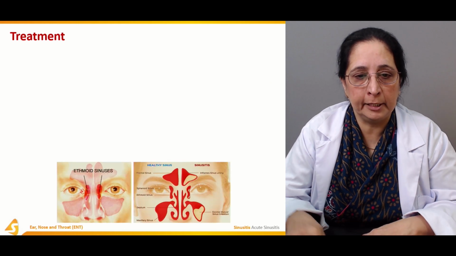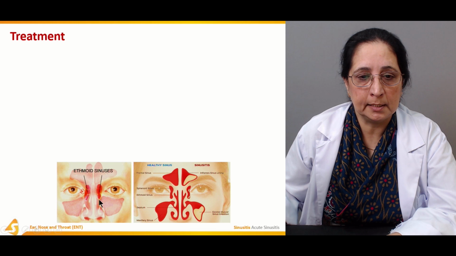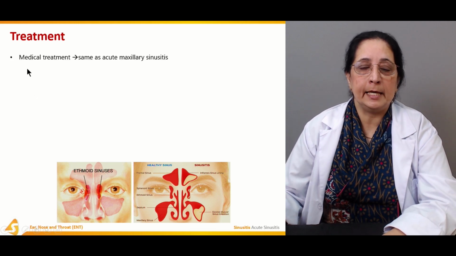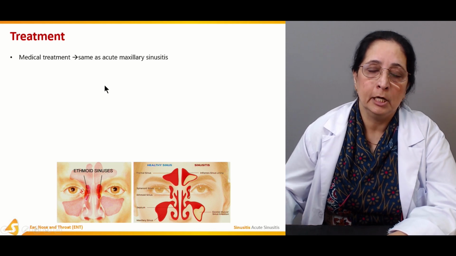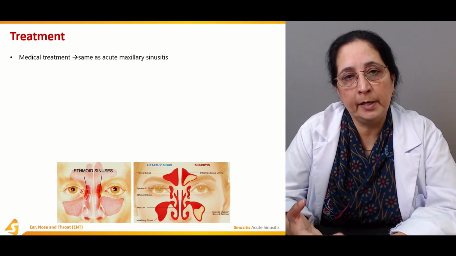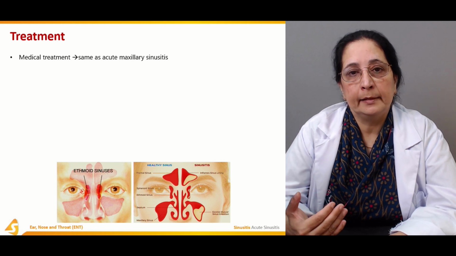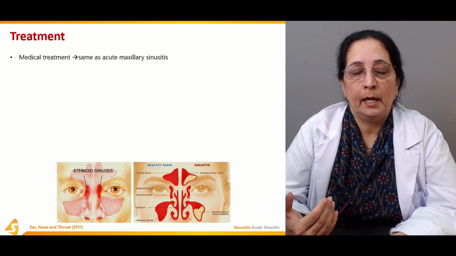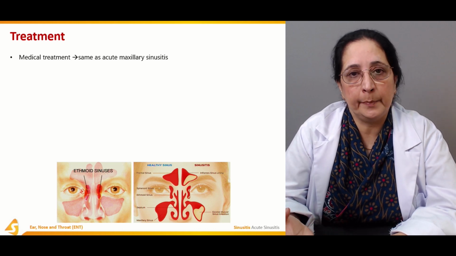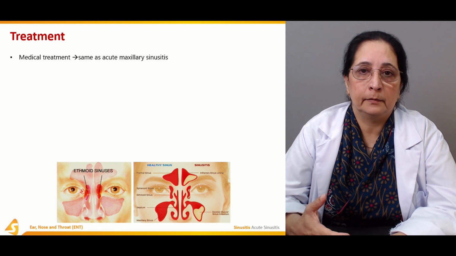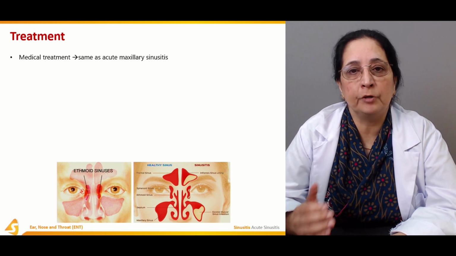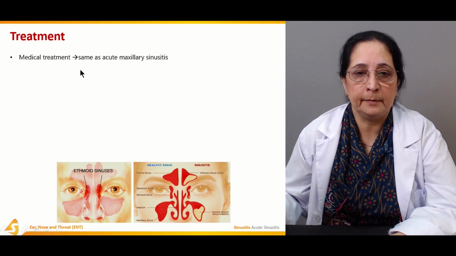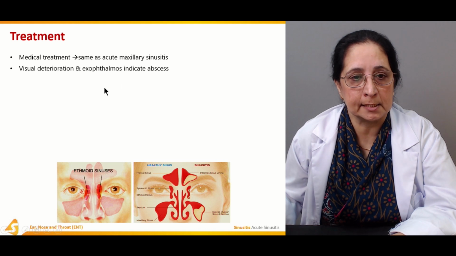Treatment of ethmoid sinusitis: in this picture you can see these are the ethmoid sinuses. Treatment is the same as acute maxillary. Usually antimicrobials, antibiotics are used. Then we can use decongestant drops, and painkillers if there is pain, and all these are sometimes mixed with antihistamine also. So that's the treatment of ethmoid sinusitis.